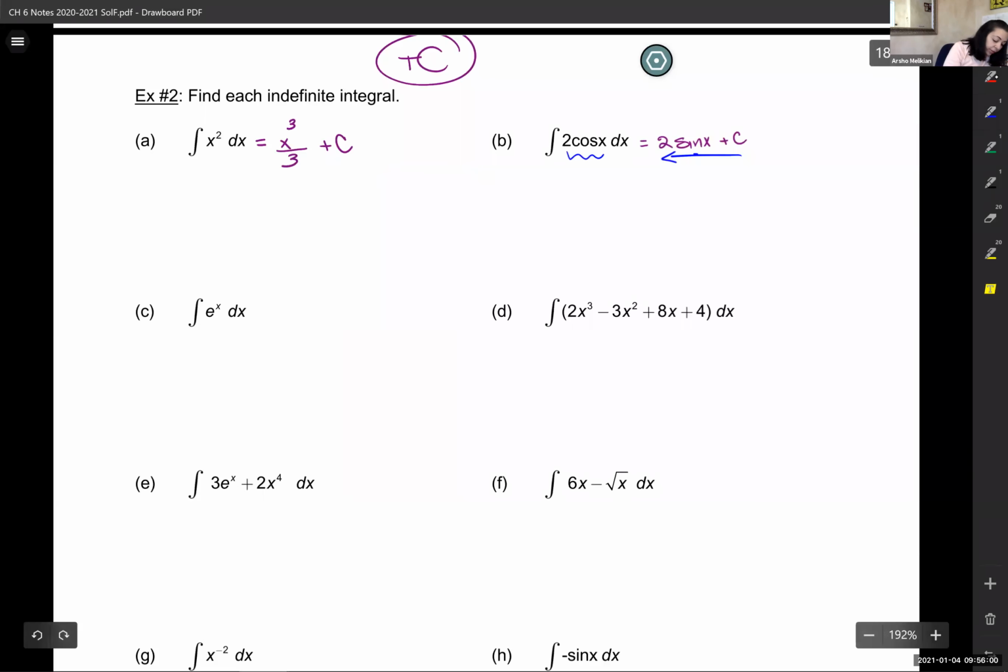All right, how about e to the x. E to the x plus c. Okay, these ones we just do like we had done before, each term on its own. So, add 1, divide by 4. Minus 3x to the 3, divide by 3. Plus 8x squared, divide by 2, plus 4x, plus c.